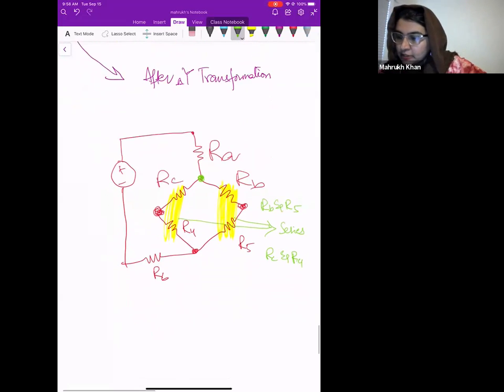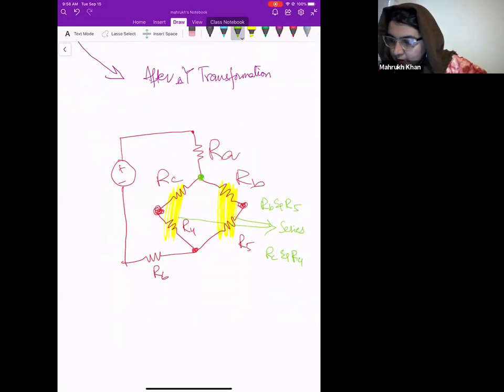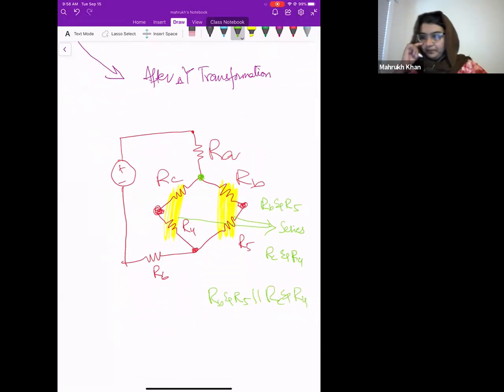right? So I can write RB and R5 are in parallel to RC and R4, right? Then they are in series with RA. So now you can see how you can solve this circuit. Am I clear about that? Yeah.